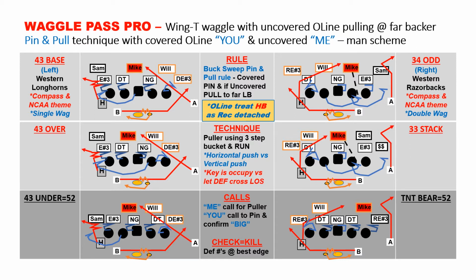Key point here with waggles is the H receiver is going to free release, so tackles have to play as if there is no H there and you're blocking. You won't get any help. Again, even fronts to left, odd to the right, and then the exceptions of the under 52 look and the TNT 52 bear look.